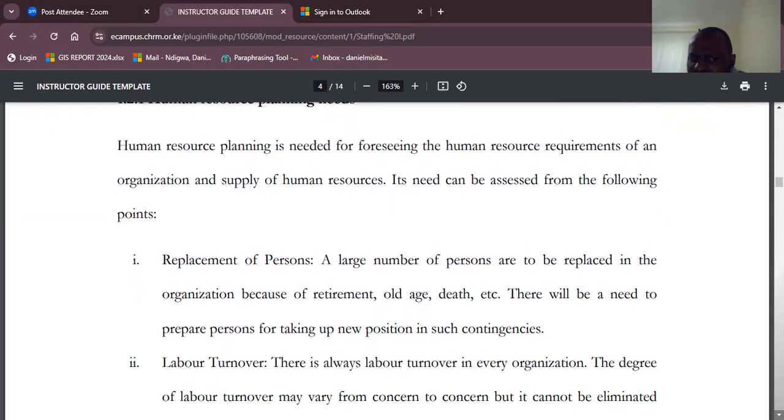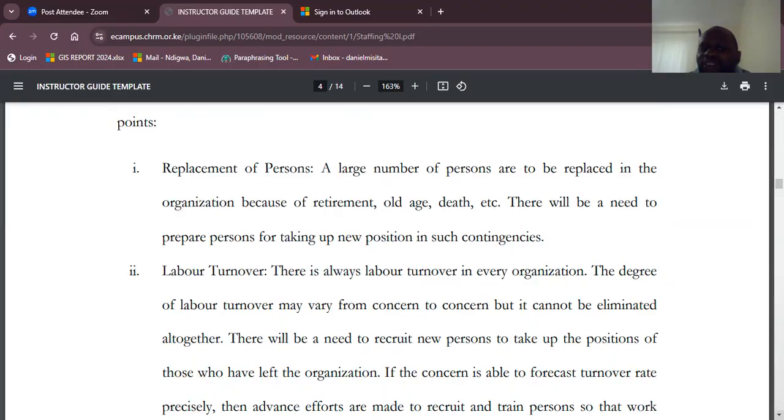Number one is replacement of persons. You can replace people who might have left the organization for different reasons. The first reason can be retirement, where once somebody reaches the age of retirement, which I think is 55 or 60 in other organizations, you will be required to replace those people who are leaving by virtue of their age. Sometimes you can call it early retirement, where somebody feels he or she is not going to wait up to 60 years before retiring. So if those opportunities arise, then human resource will be required to replace those persons.